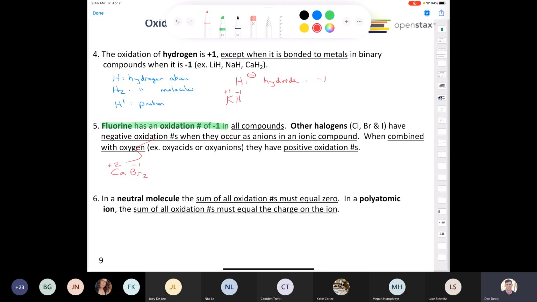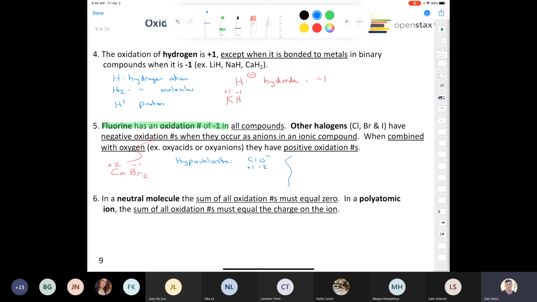However, when halogens are combined, and I mean halogens that aren't fluorine, when halogens are combined with oxygens, then they have positive oxidation numbers. Say, for example, you have the hypochlorite ion, which would be ClO minus. Well, if the oxygen is -2, that would mean that the chlorine is +1 in this case, because overall we have an oxidation number which is -1.